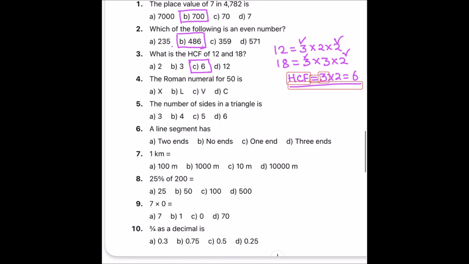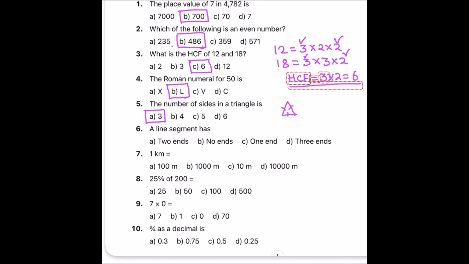The Roman numeral for 50 is. So the Roman numeral for 50 is L. This you have to learn. The number of sides in a triangle is. Let's make a triangle. So 1, 2, and 3. So the number of sides in a triangle is 3.